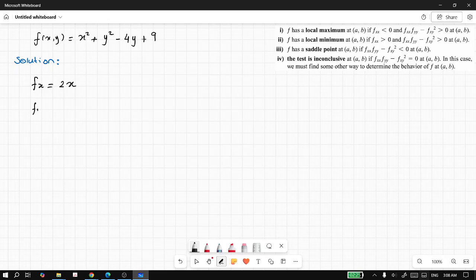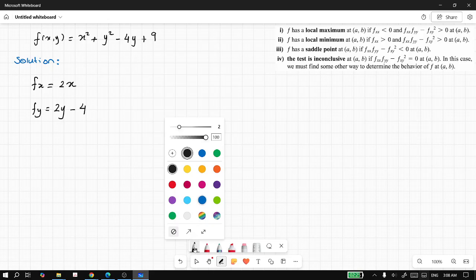F sub y is equal to what? F sub y, we consider x's are constants. So x squared, the derivative with respect to y is 0. Y squared, the derivative of it is 2y. And we have got minus 4 plus 9 is equal to 0.